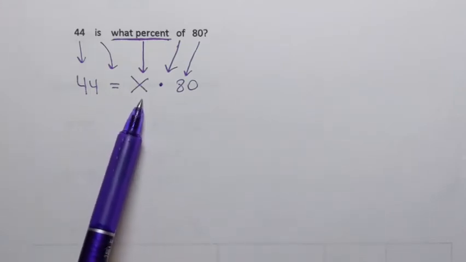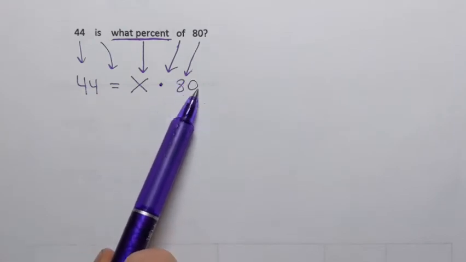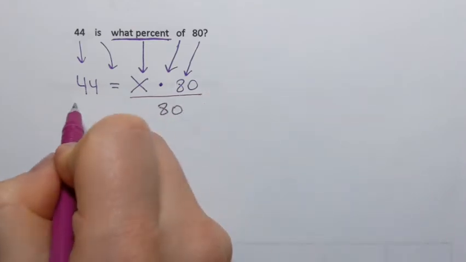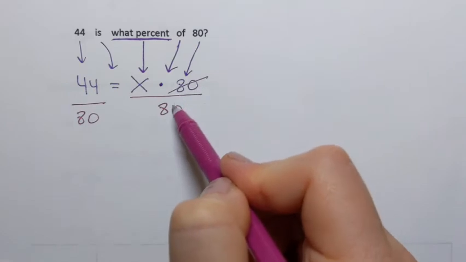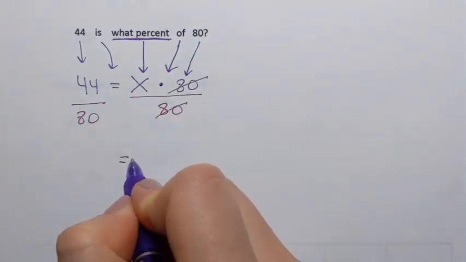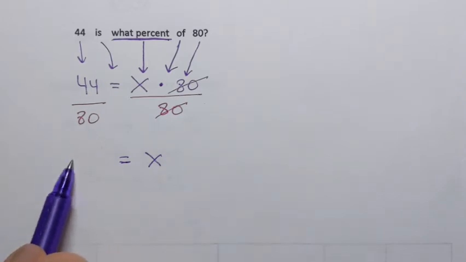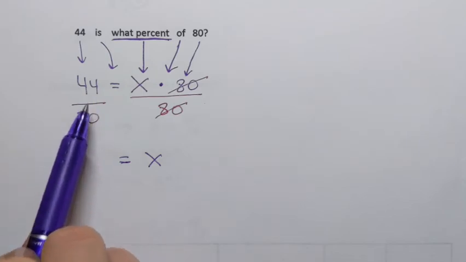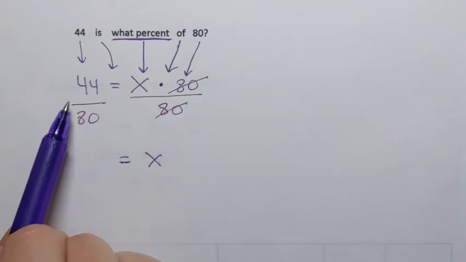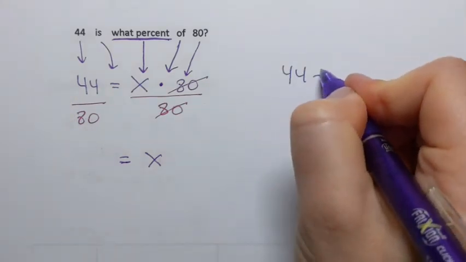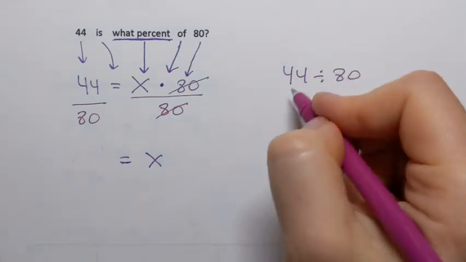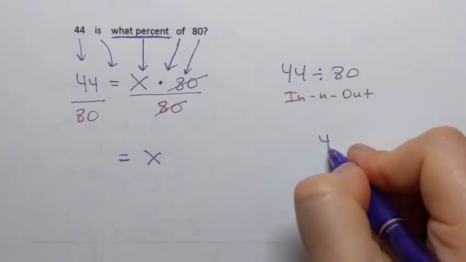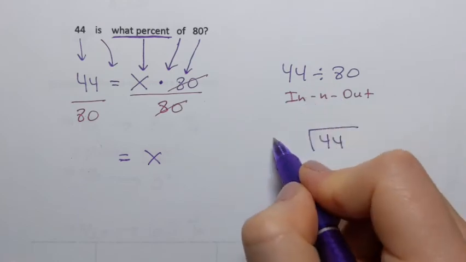To solve that, we need to get x by itself. It means that we need to get rid of 80 over here. Since it's times 80, we're going to divide by 80 to get rid of it. So divide by 80 on the right hand side, and of course divide by 80 on the left hand side. I can cross out 80s, and on the right hand side I have just x. I need to find what it equals to. For that, I need to divide 44 by 80. So I'm going to use long division. 44 divided by 80. 44 goes in the box, 80 goes outside, right? In and out. 44 goes in. 80 is outside. Like that.